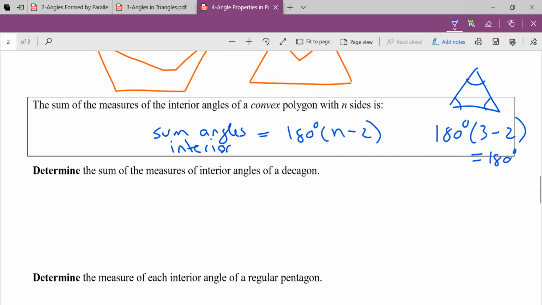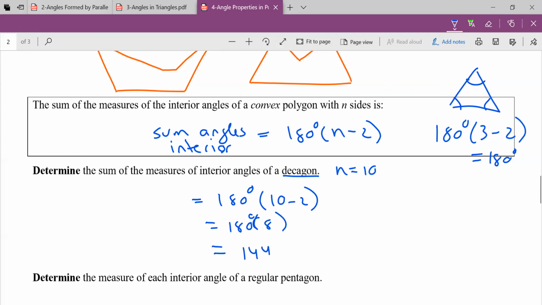Okay, so let's try this. This is actually a really easy fact to work with. So determine the sum of the measures of the interior angles of a decagon. So the only thing we really need to know here is that that's got 10 sides. So that means n is equal to 10. So the sum of the interior angles then is 180 times (10 minus 2), which is 180 times 8. Make sure you got that degree symbol in there, which is 1440 degrees. Okay, that's the sum of all of the angles.